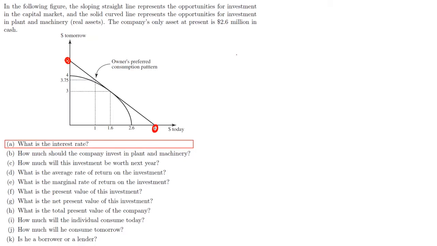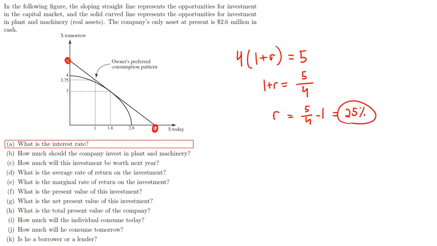So we know that 4 times 1 plus the interest rate could give us 5, right? If you take everything we have today, stick it in the bank at R percent, we could get 5. So 1 plus R equals 5 over 4. R equals 5 over 4 minus 1. That gives us 25%, which is the interest rate.